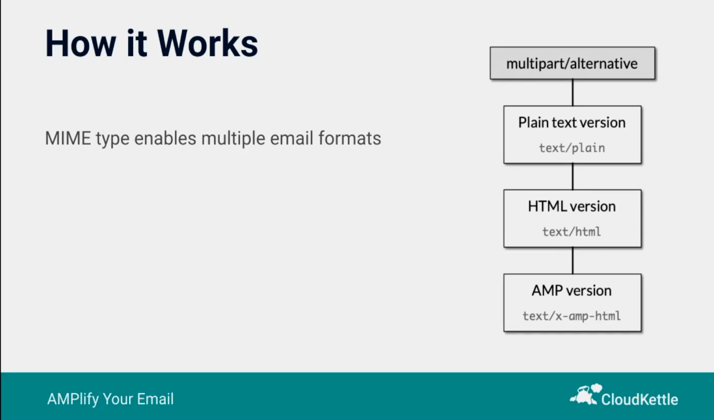Generally speaking, email clients display the last part within this tree that they can understand. Email clients that support AMP emails will display the AMP content part, and for those who don't, will fall back to the HTML version, then the plain text version. AMP emails are supported by Gmail, Yahoo Mail, and Mail.ru for Russian subscribers. Sending to both service provider domains and custom domains are supported. For example, recipients don't need to have a gmail.com address.